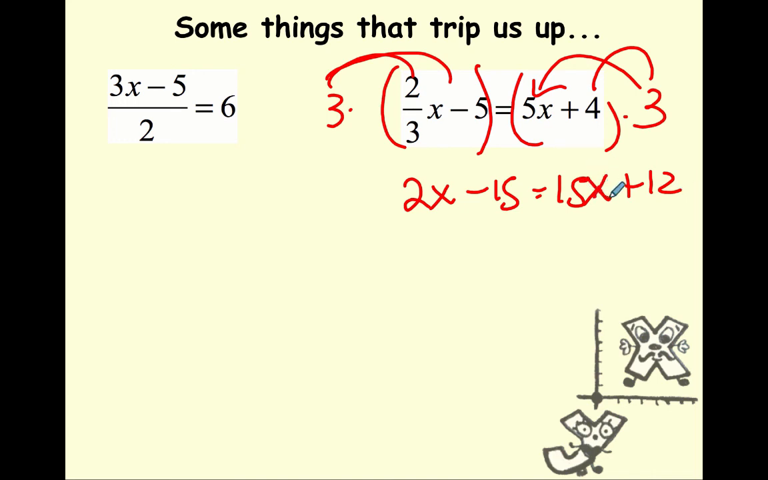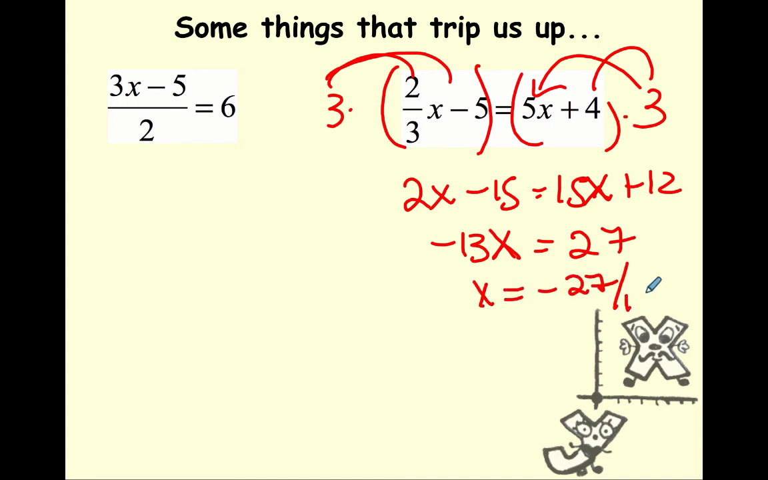Okay, so now let's do the rest. Should be pretty easy. Get the x's together, get the constants together, divide by -13, and I get -27 over 13.